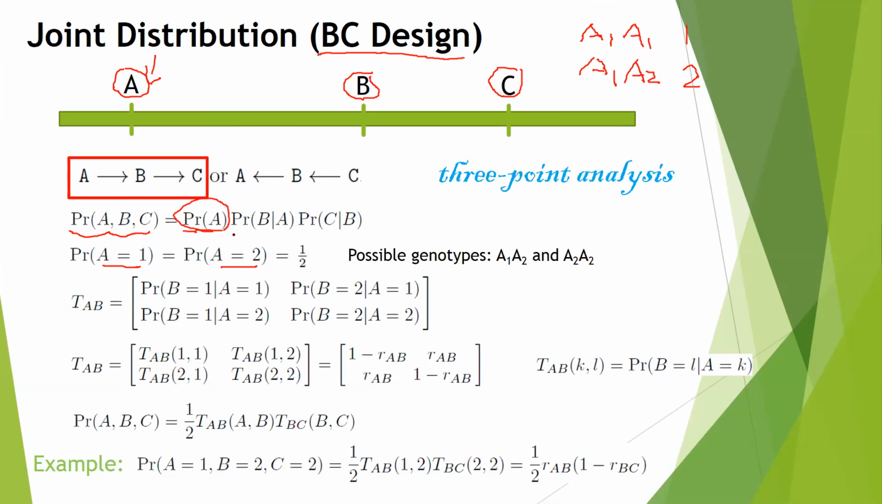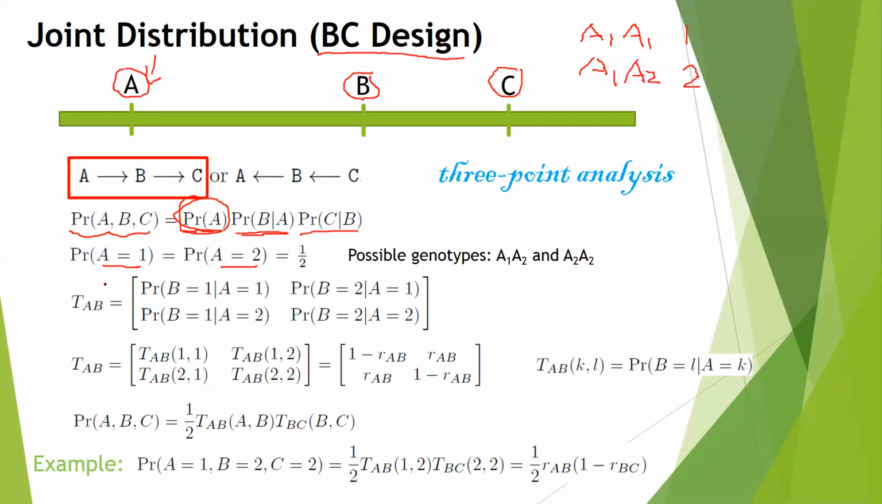And since this is a Markov chain, the state of the second step only depends on the previous step. So here we multiply this probability by the conditional probability of the genotype of B given A, and so on. In the third step, the genotype of C only depends on the genotype of B, not A. So that's how we describe this Markov chain.